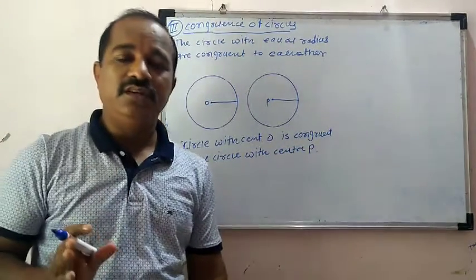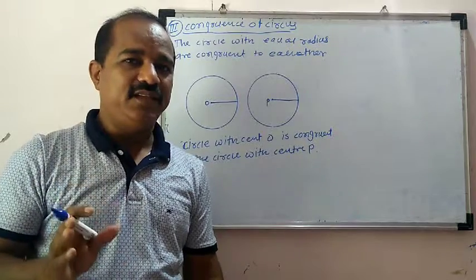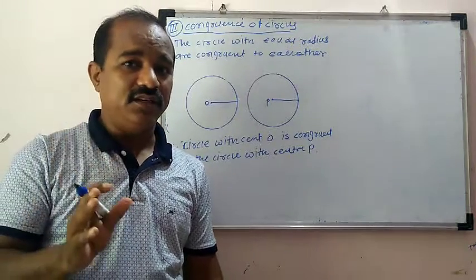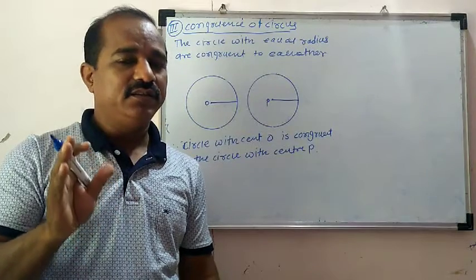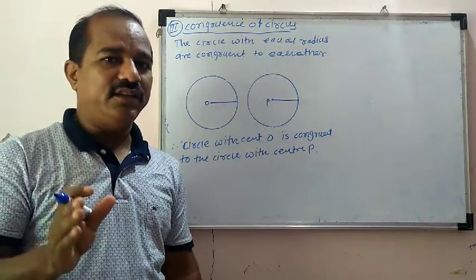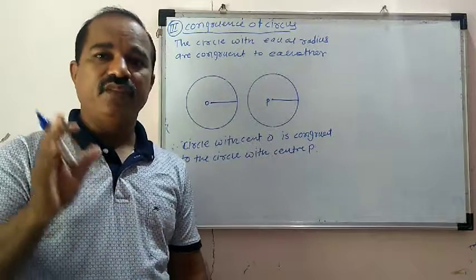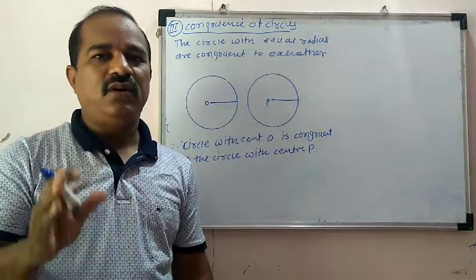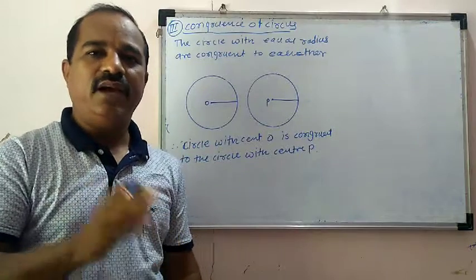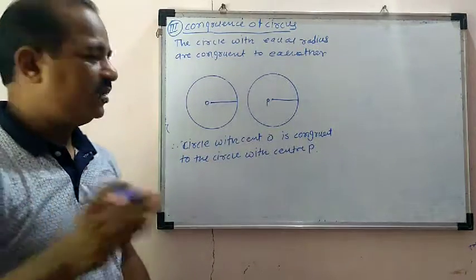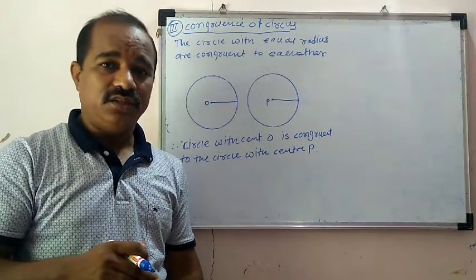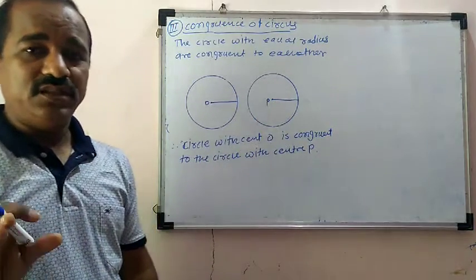This is all about the congruence of line segment, congruence of angle, and congruence of circle. Okay, remember it. The two segments with equal length are congruent to each other. The two angles of equal measure are congruent to each other, and the two circles with equal radius are congruent to each other. Okay, this is all about this chapter.